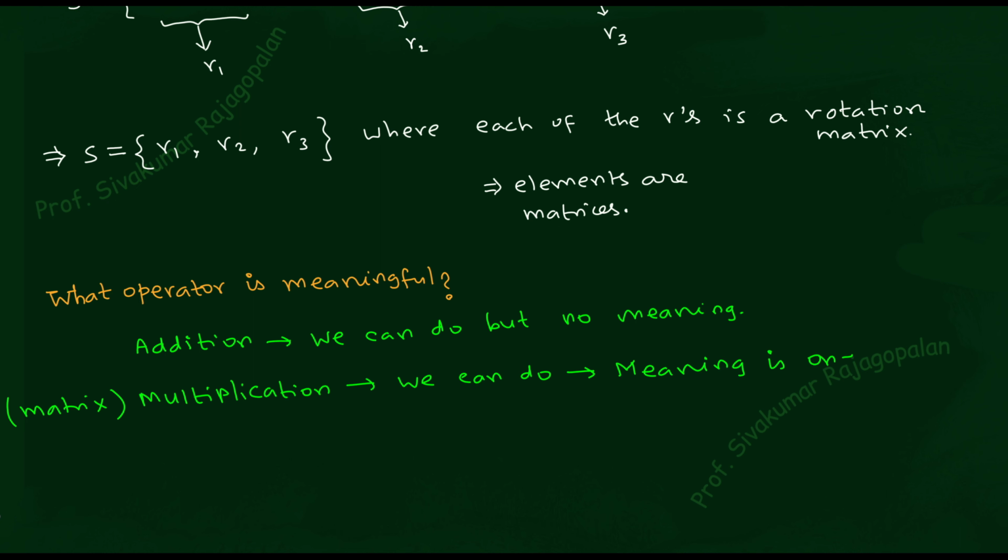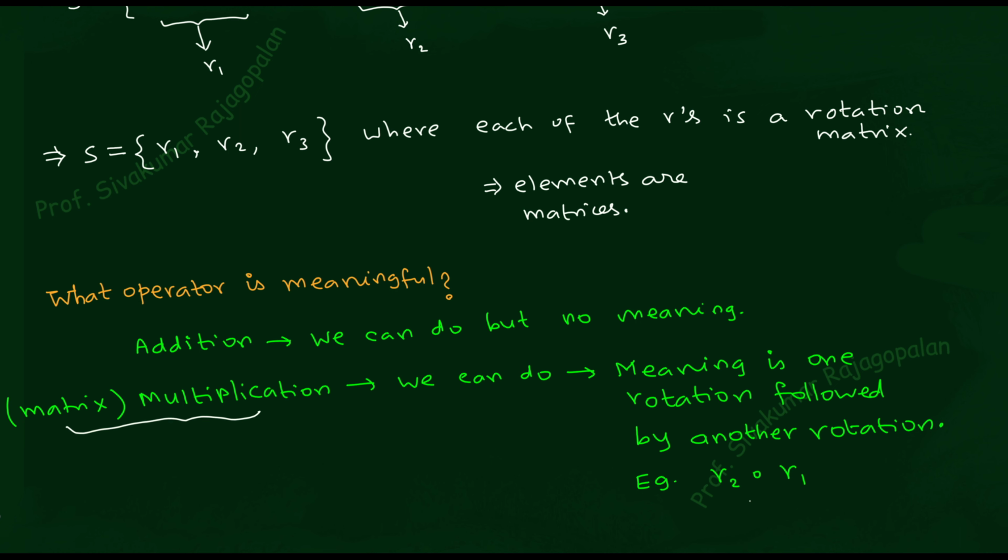There is a meaning. What kind of meaning is coming is that one rotation followed by another rotation. If you perform two rotations, one rotation followed by another rotation is the meaning given by the product of the two matrices. That is the meaning. In the case of addition, you don't have such a meaning. Therefore, it is a meaningless operator. We don't want to perform that. So the answer is very clear that matrix multiplication is a meaningful operator. That is what I am going to write down.